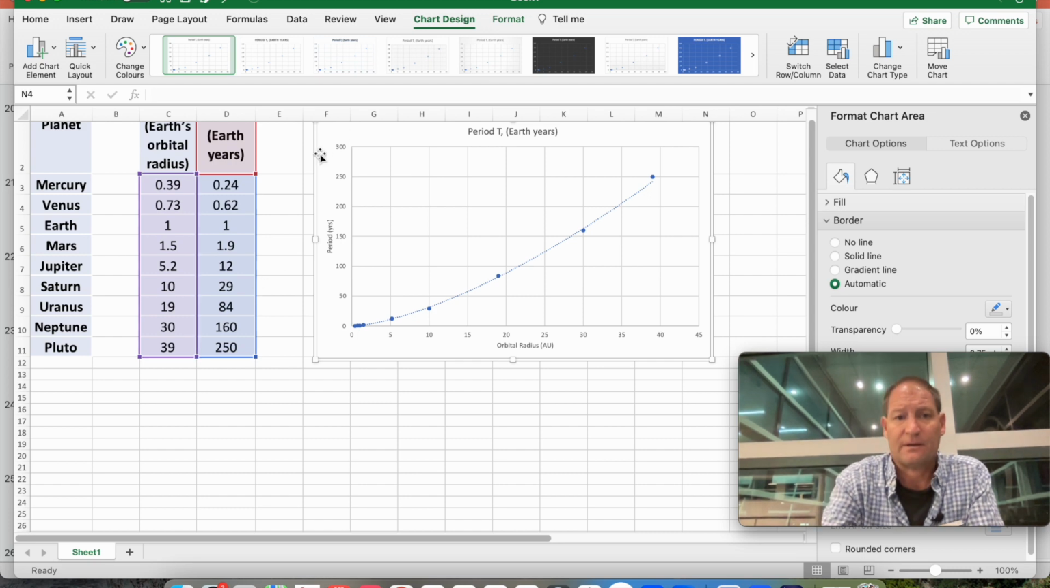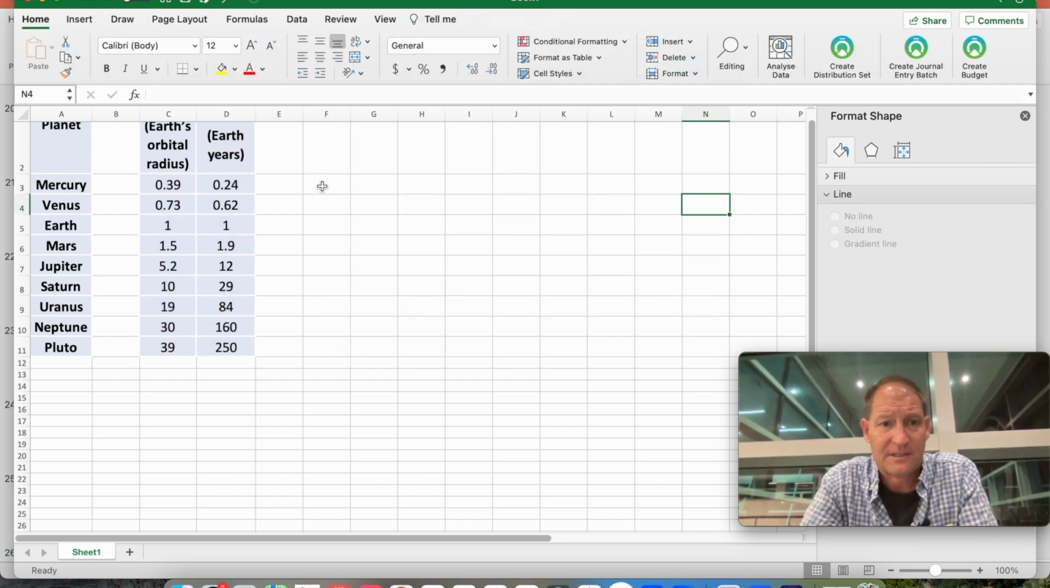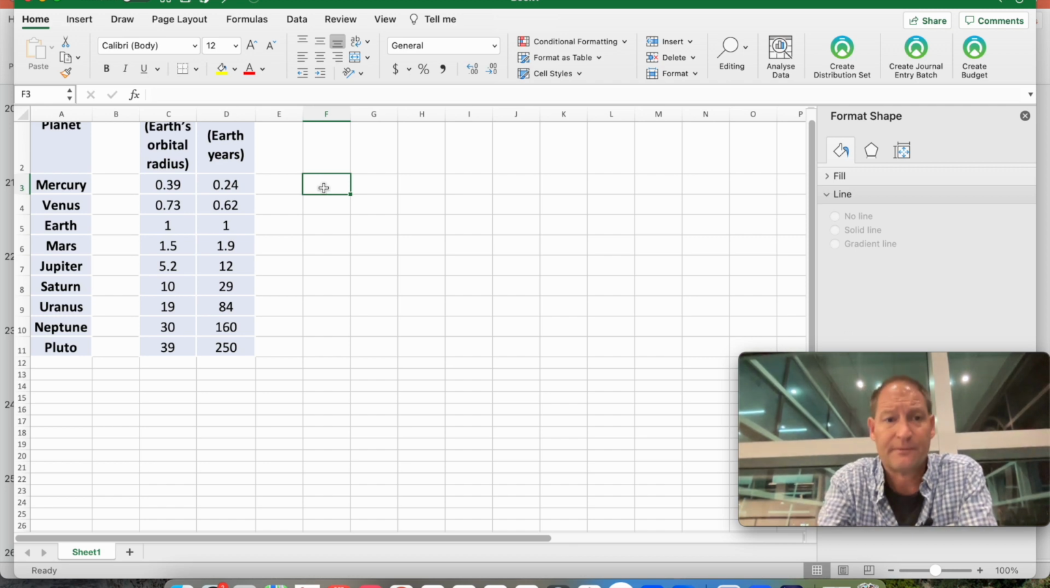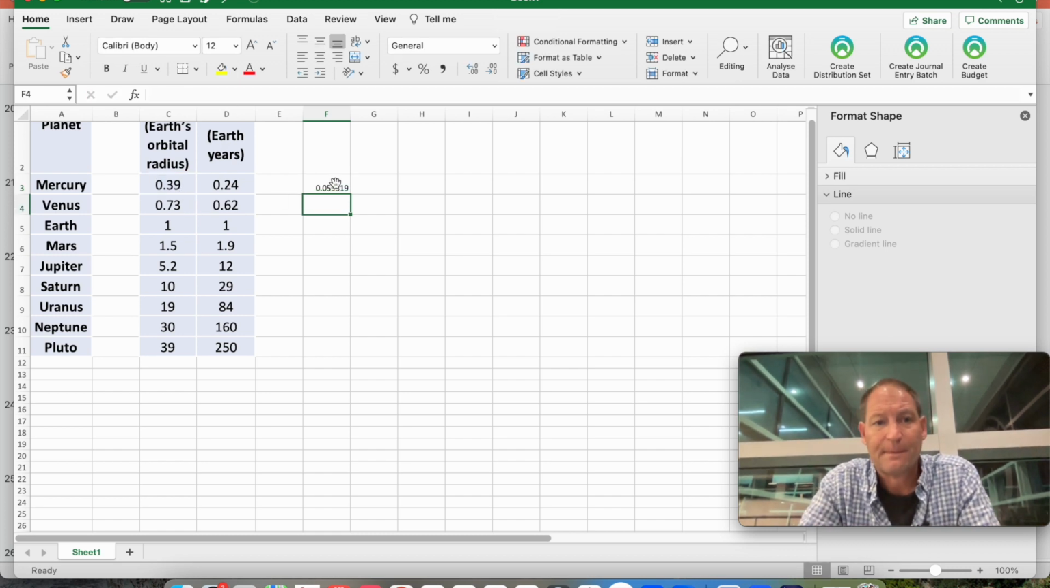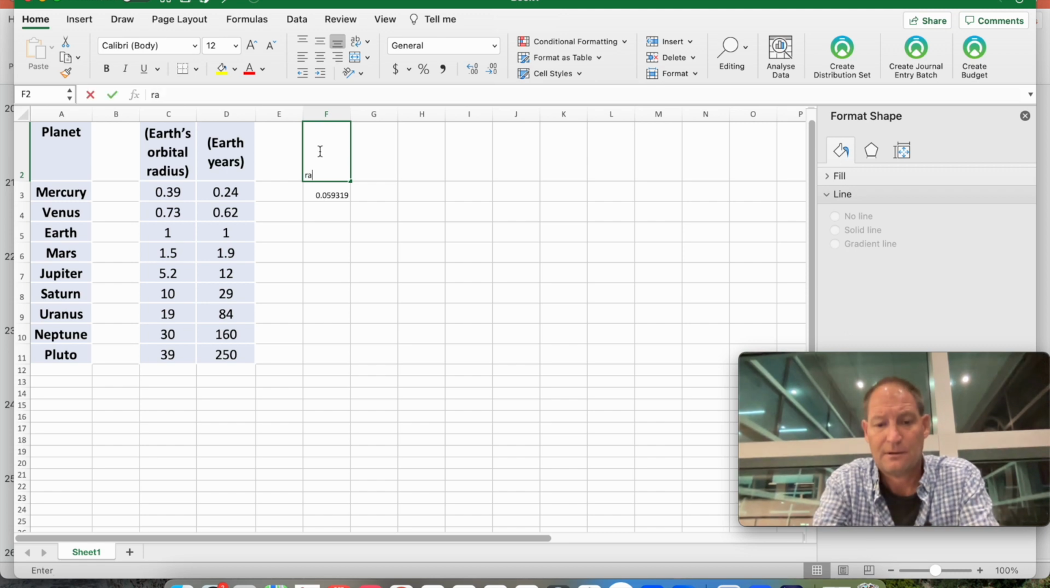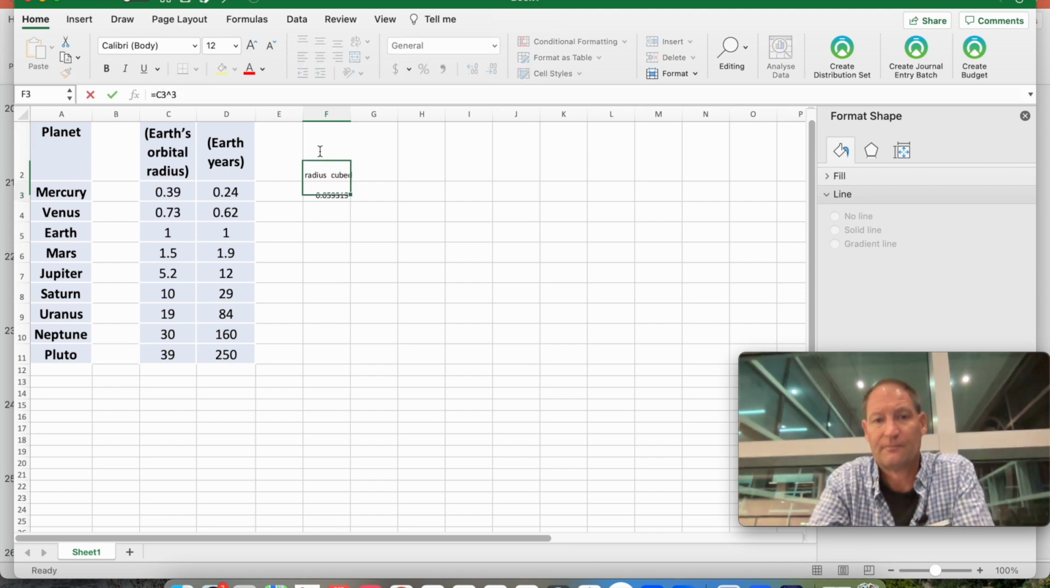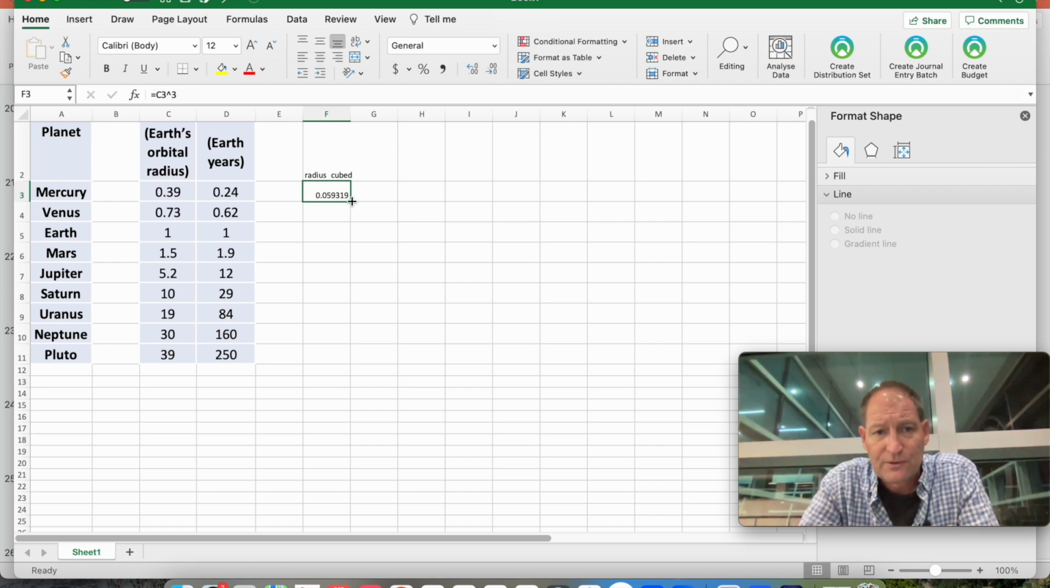Now, here's where we can go. Here's the magic of Excel, because it saves us doing all the maths, right? So I want to use this number to the power of 3. Gives me that. So this is going to be radius cubed. And then if I take this and drag it down, magic, does it all for me.